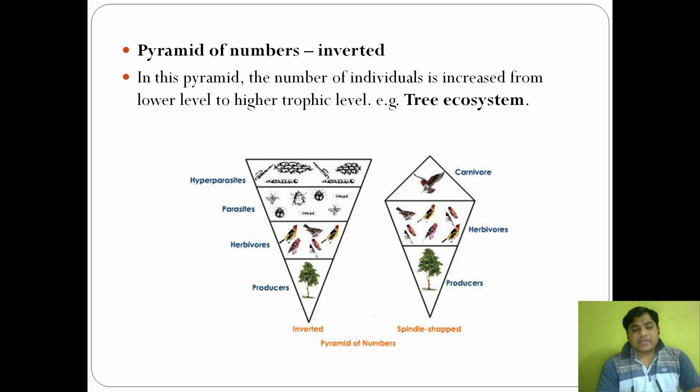You can see here the producer, a single tree, and upon the tree a number of birds live here for their survival, and the number is much more. The number of parasites and insects present is higher than the herbivores or the other birds. And the hyperparasites are also very high as compared to parasites and herbivore animals.